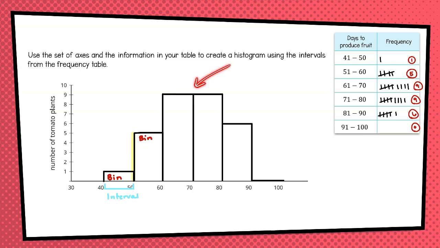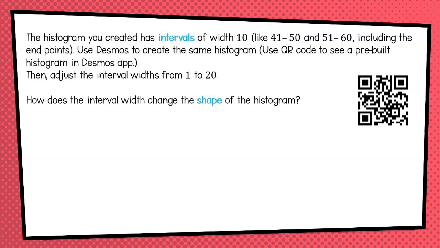We're going to look now at how to build a histogram using technology. Specifically, we're going to use Desmos to do this. We're going to use the exact same data set that we were using before and create a histogram with intervals of width 10 once again. So previously we used the interval widths 41 to 50 and 51 to 60, which included those endpoints. We're going to use Desmos to do the very same thing.